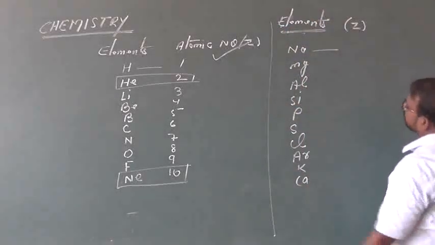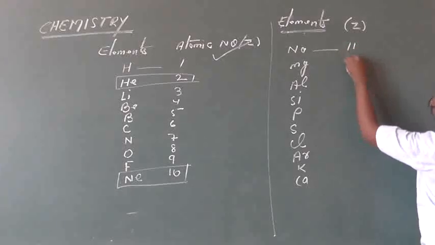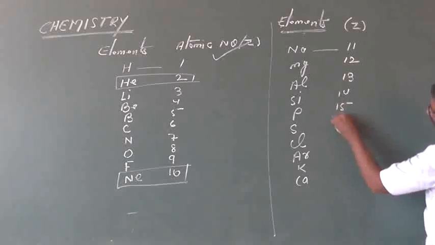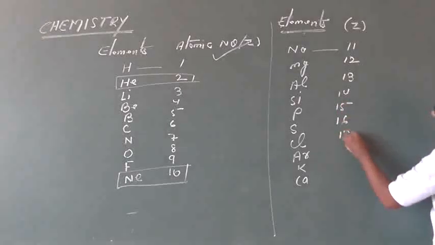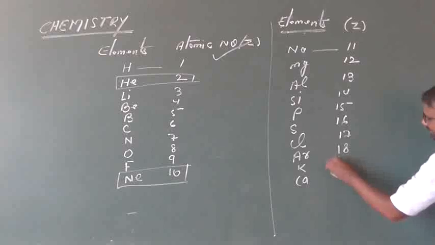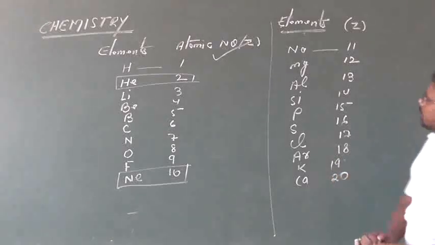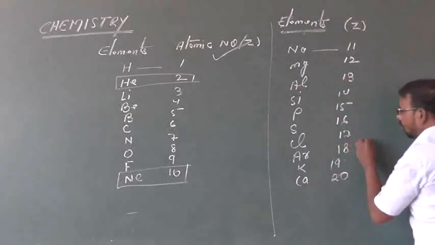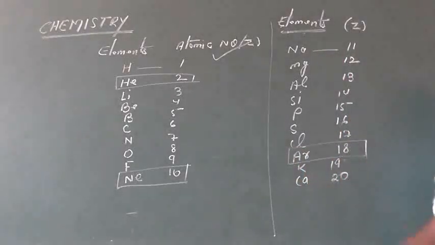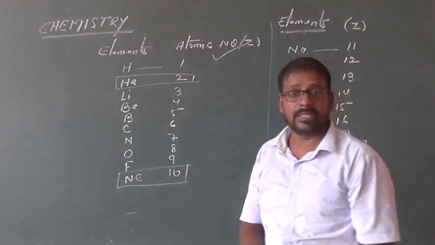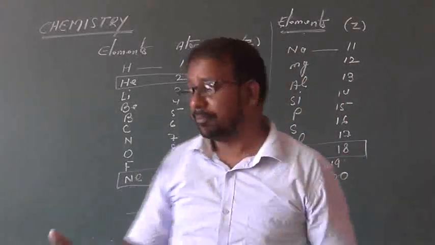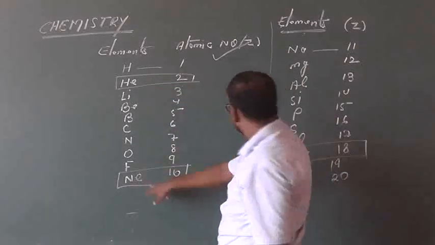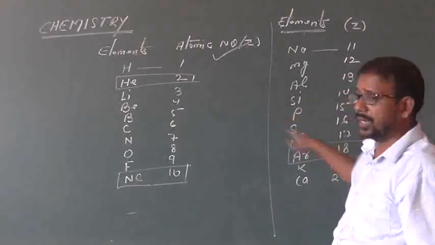What is the atomic number of sodium? 11, 12, 13, 14, 15, 16, 17, 18, 19 and 20. These are 20 elements from 11 to 20. And in these elements, one element, which one is that? Argon. Argon is a noble element, means inert gas. It will not react. Means you will get 3 inert gases: helium, neon and argon from 1 to 20 elements.